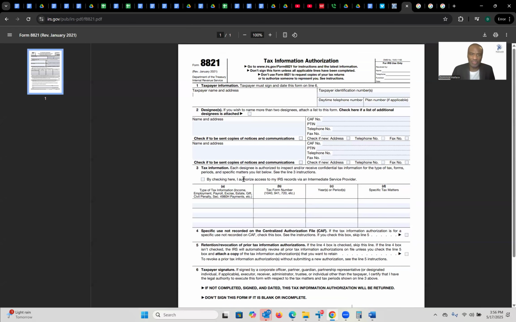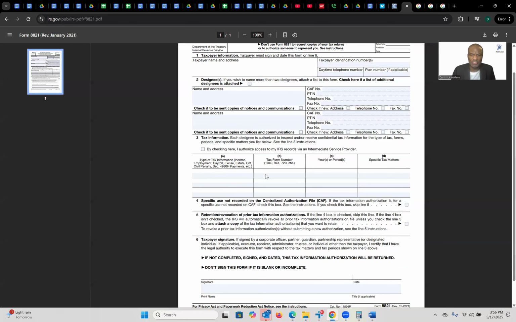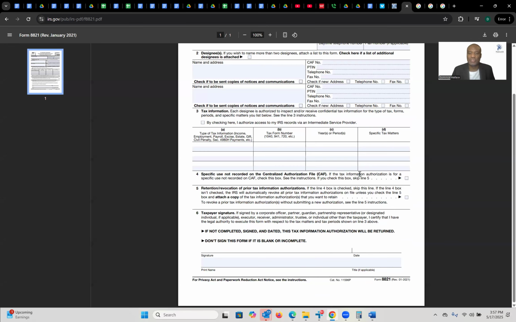But back to this 8821 form, where there are different tax types of information. Maybe there's an estate or whatever, but it covers the different forms that are filed. The 1040 is the individual form, the 941 is the payroll form, and the 720 is for corporations and other forms. And then you fill in what periods of the years they want and any specific tax matters.